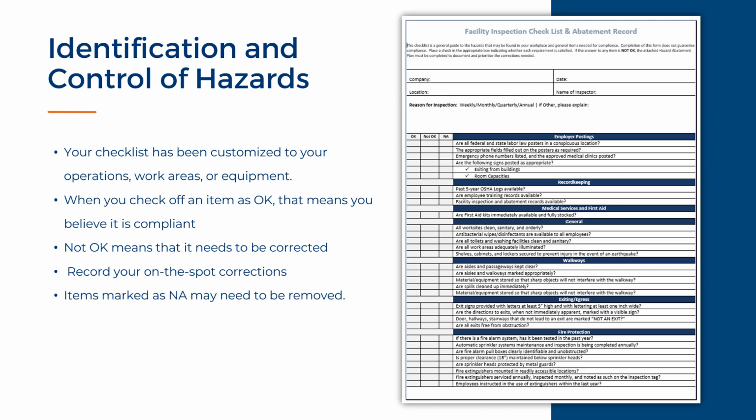Items marked as not applicable may need to be removed. Your business is always evolving, and the checklist should adjust as needed. Sending EG a copy of the items marked as not applicable will result in us either removing the items from your template or providing guidance on how they do apply.